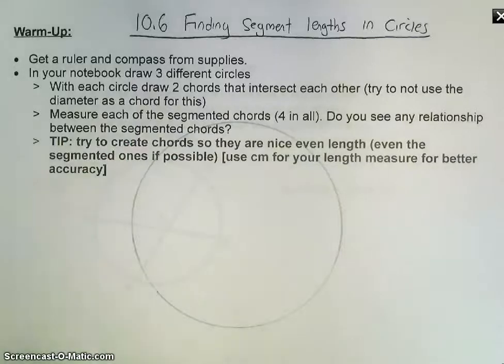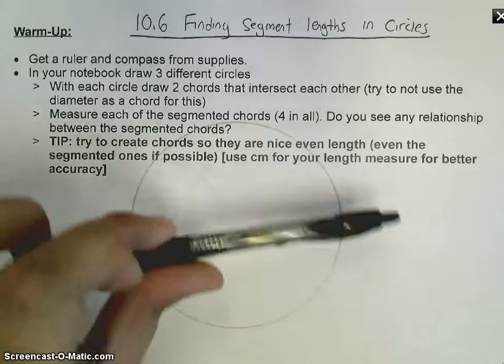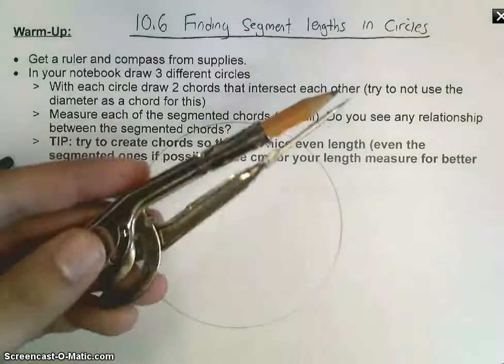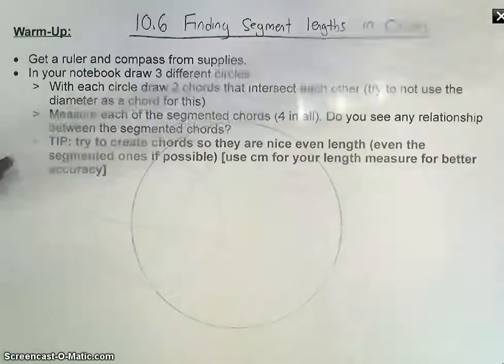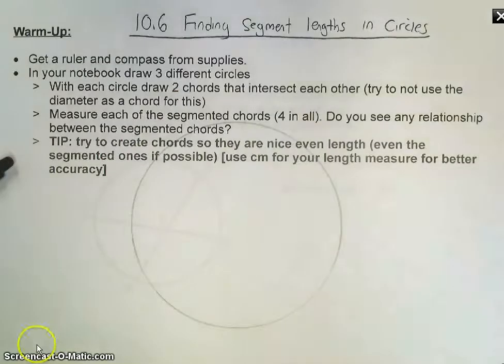This video is going to review 10.6, which talks about finding segment lengths in circles. So if you want to take a piece of paper out and try this along with me, you may. All you'll need for this is something to write with, a compass, which you can find in the student supply cabinet, and a ruler. If you'd rather watch, that is your choice as well.